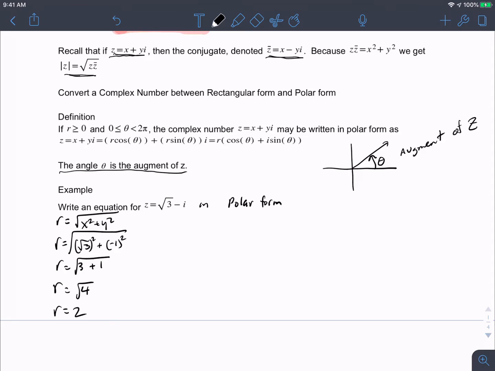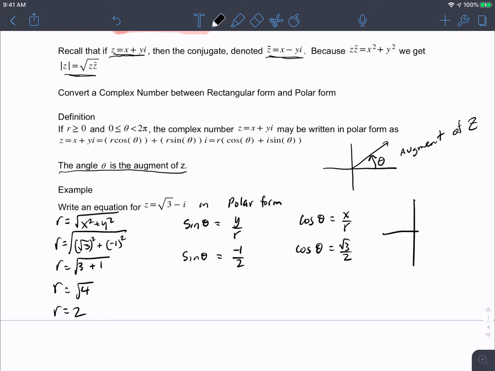And then we need to remember that sine theta is equal to y over r, and cosine theta is x over r. So we're going to get sine theta is equal to negative 1 over 2 and cosine theta is going to be equal to radical 3 over 2. And so to find the angle, we need to be able to plot these points.